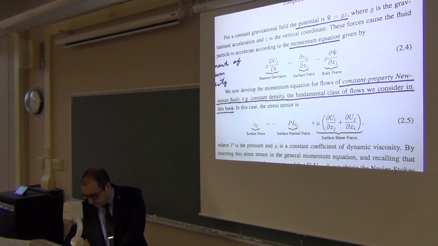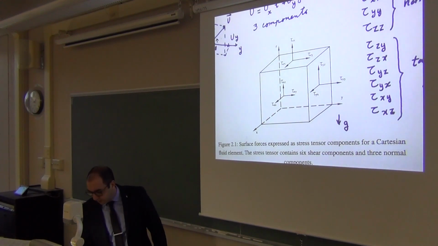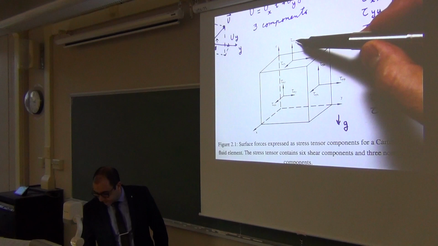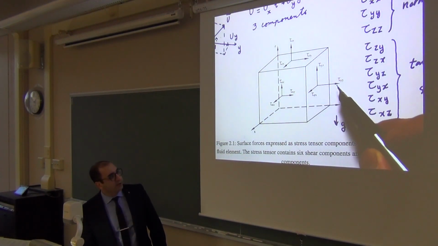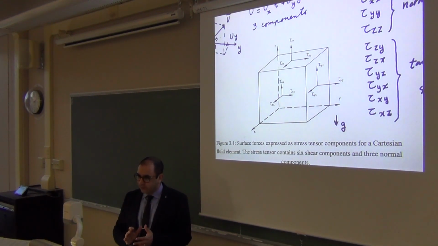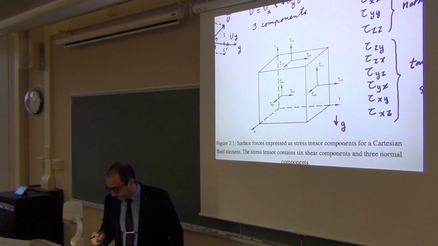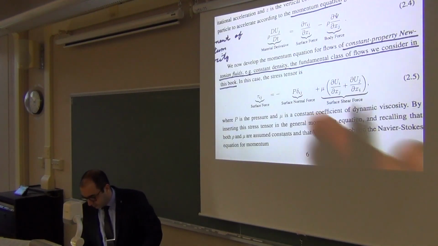If you go back up here and look at this diagram, we said on each of these faces there is a normal component of stress, so tau zz here, tau xx here, tau yy here. That's normal to the face, so it acts like pressure. So it either pushes the control volume or pulls it apart, so compressing or stretching. This is the pressure term that I have down here. So these are the pressure terms.